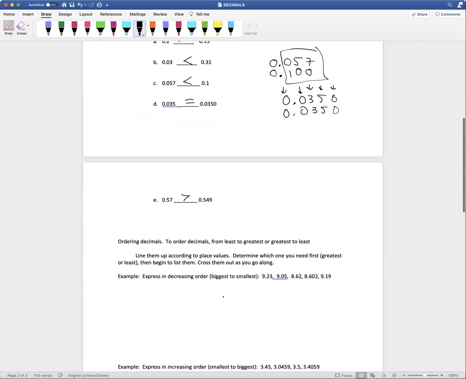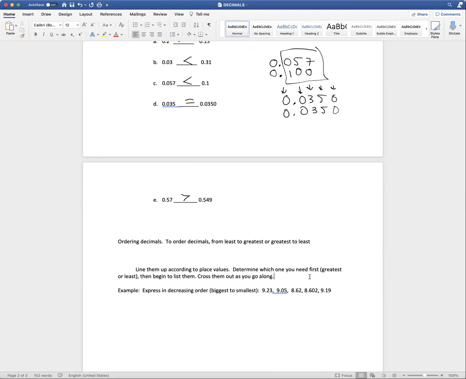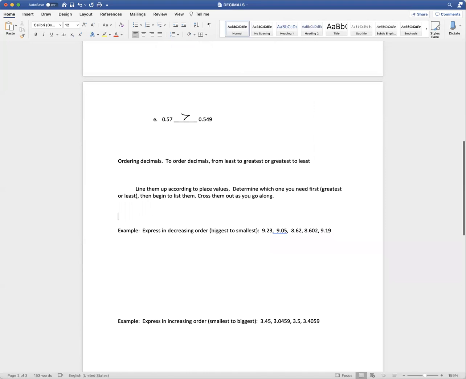Okay, so now let's talk about what it means for us to order decimals. That is, if we're comparing more than two decimals, if we have a handful of decimals that we want to compare, let's talk about how we can order them. It's very similar to what we just did. When ordering decimals, either from least to greatest or greatest to least, and there are different words that we can use to describe these, we line them up according to their place value, determine which one we need first, either the biggest or the smallest, and then list them. And you cross them out as you go along so you don't accidentally list them twice.